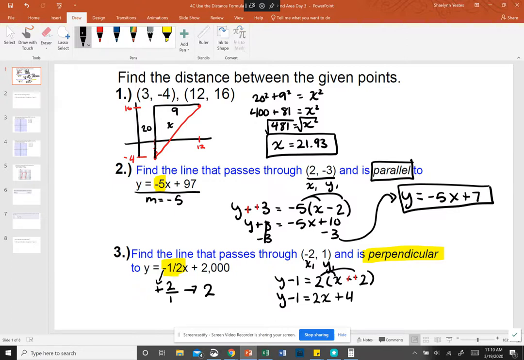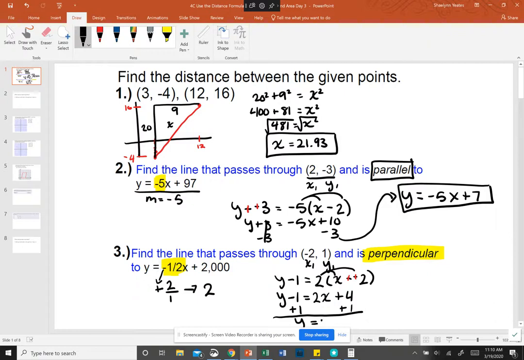All I have to do is get my y alone. So I'm going to go ahead and add 1 to both sides because negative 1 plus 1 is 0, and it kind of just goes away. So that I'm left with y equals 2x plus 5. And there's my line that would be perpendicular to negative 1/2 x plus 2,000. And if you graphed these on Desmos, again, you would see that they are in fact perpendicular to each other.